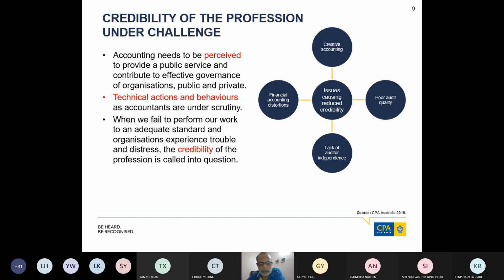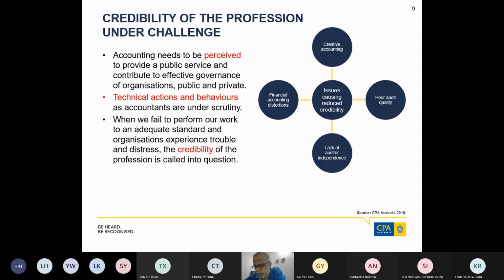I think we don't need to talk further. We've had a major corporate scandal in Malaysia which has gone all over the world. It's known all over the world. I don't need to mention the name, it is so well known. Now, the technical actions and behaviors of accountants are under scrutiny. Under scrutiny by whom? By the public.